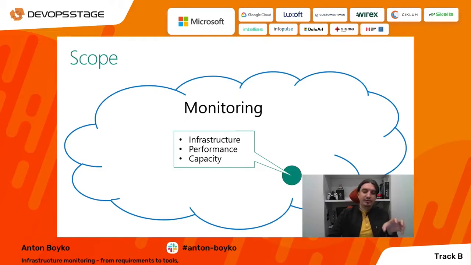So I will talk about the monitoring which is related to the infrastructure monitoring, not application monitoring. I will focus a lot on the performance part of it, so how we can monitor and how we can make sure that our infrastructure is performing well. And also I will talk a bit about the capacity planning and the way how we can again monitor that the amount of resources that we provisioned right now is basically enough. We don't have over provision, we don't have under provision, we provision the exact same amount that we need to handle the load that we have right now.